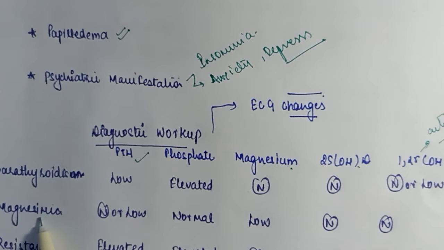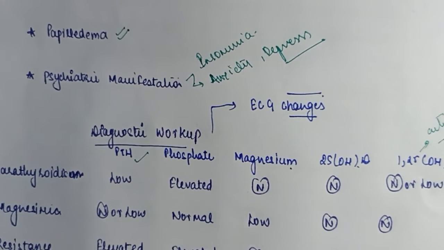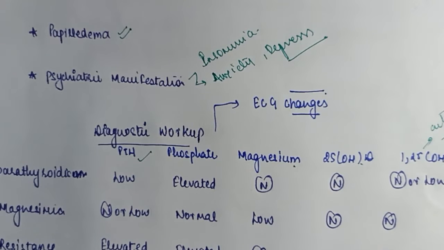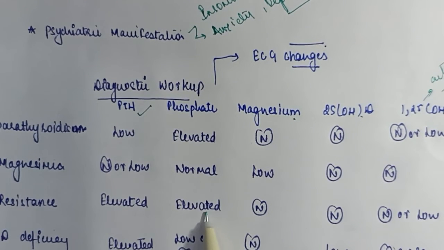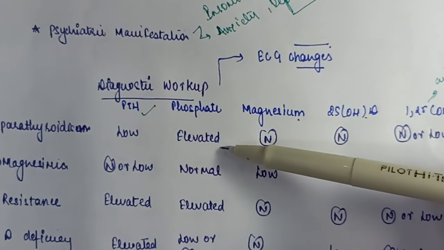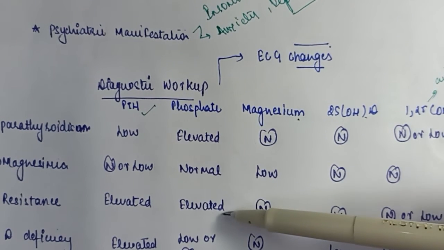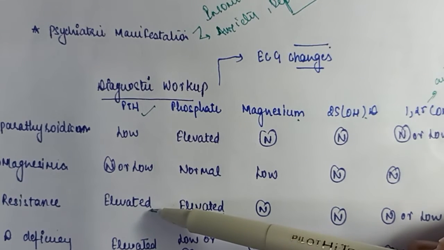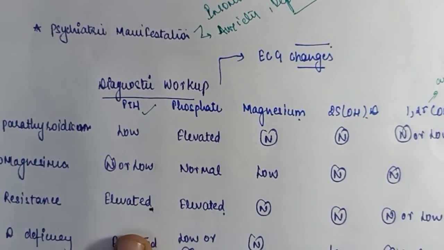In hypomagnesemia, parathyroid hormone levels will be low. The rest of the things will be normal. Talking about PTH resistance, the PTH level will be elevated. Since there is PTH resistance, there will be decreased phosphate excretion, so phosphate levels will be elevated. Phosphate levels will be elevated in hypoparathyroidism as well as in PTH resistance. But in PTH resistance, the parathyroid hormone will be elevated. So there are two things.